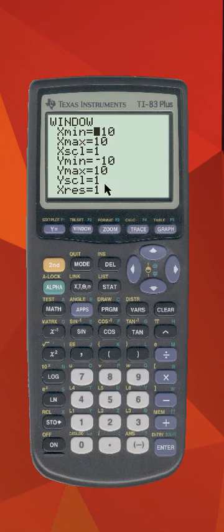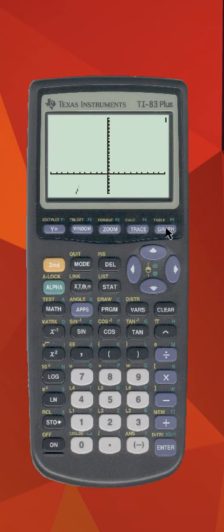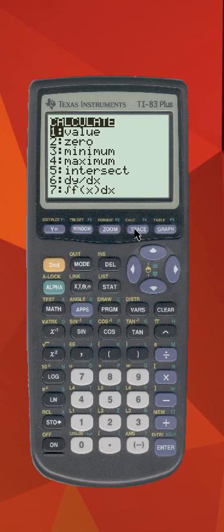Now in my graph, I'm probably going to have to change this one to double the Y max. So I'm going to go down to Y max and change that. Let's go a little bit above double, let's say 30. So when I go back and look at my graph, now I can see the maximum. Now to find this maximum right here, I'm going to want to use the second calc right here.